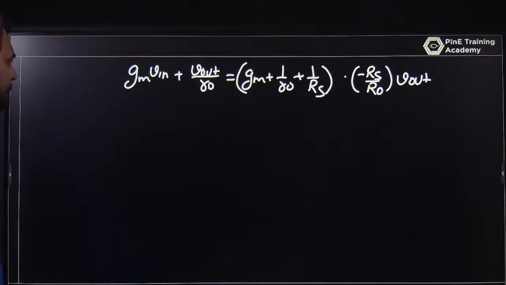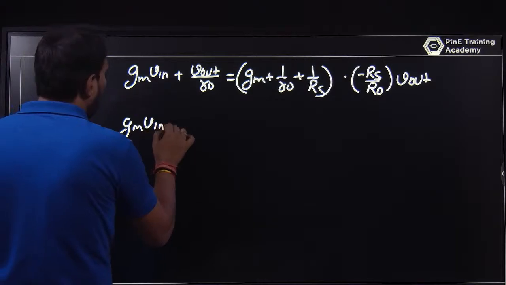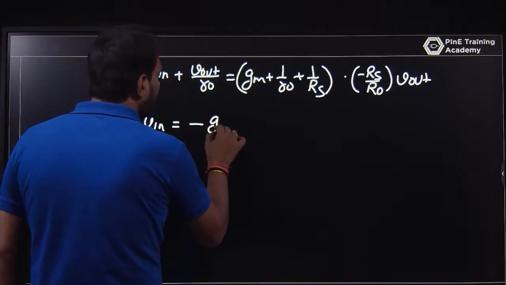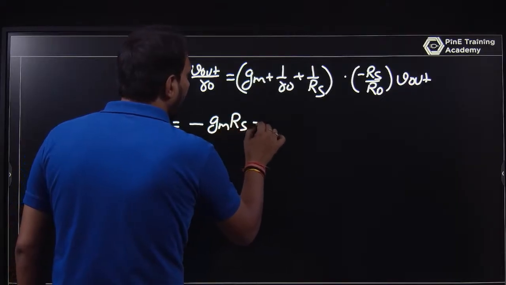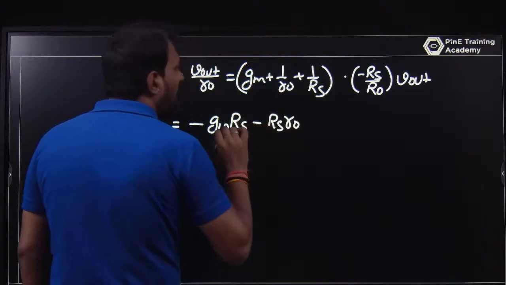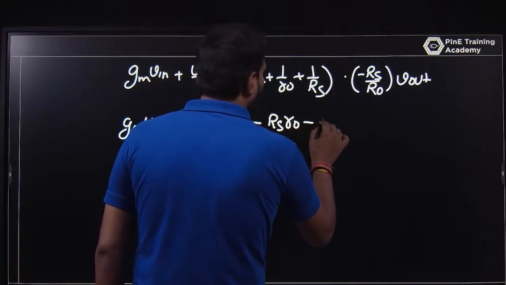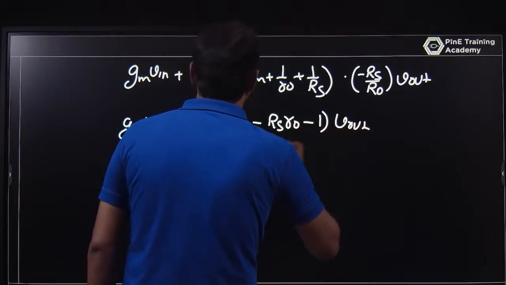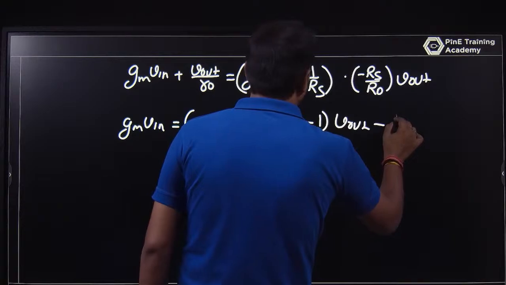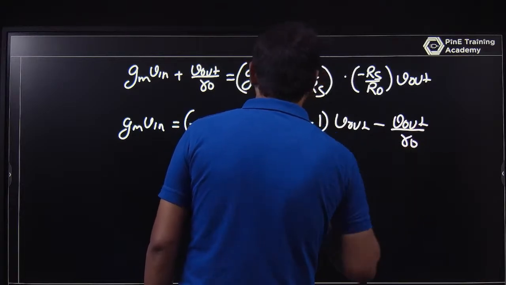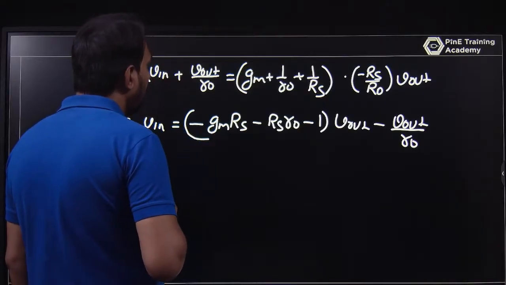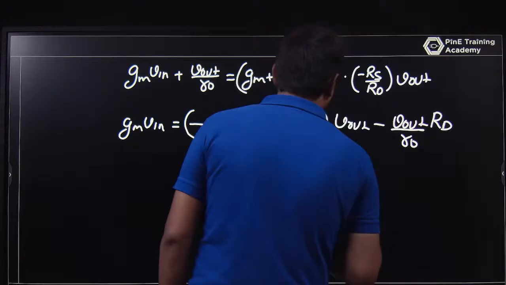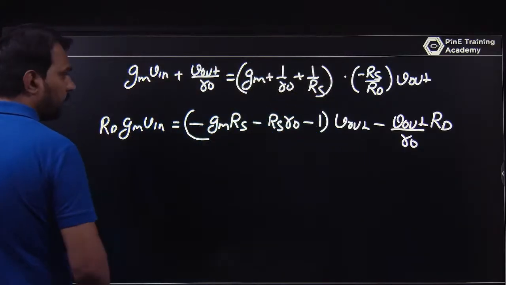Okay. So Gm V in is equal to minus Gm Rs minus Rs upon R naught minus 1 into V out, minus V out upon R naught, and I am multiplying RD to everything here, RD here also.